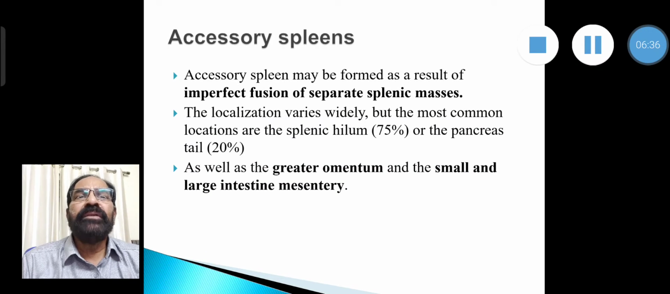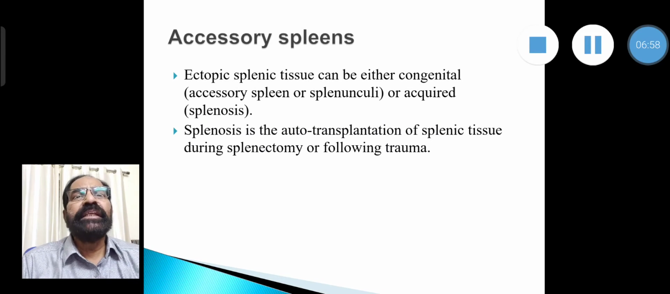Accessory spleens may be formed as a result of imperfect fusion of separate splenic masses. Localization varies, but the most common locations are the splenic hilum, 75%, and pancreas tail, 20%, as well as the greater omentum and the small and large intestine mesentery. Ectopic splenic tissues can be either congenital or acquired. Splenosis is autotransplantation of splenic tissue during splenectomy or following trauma.